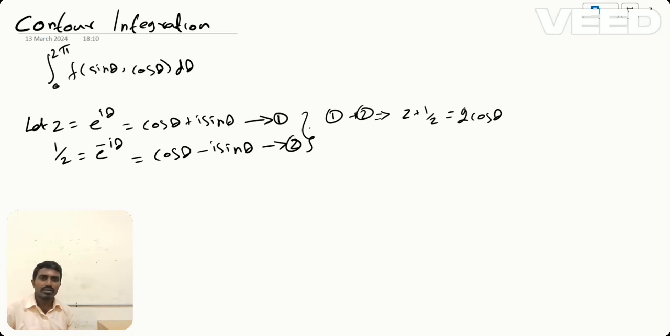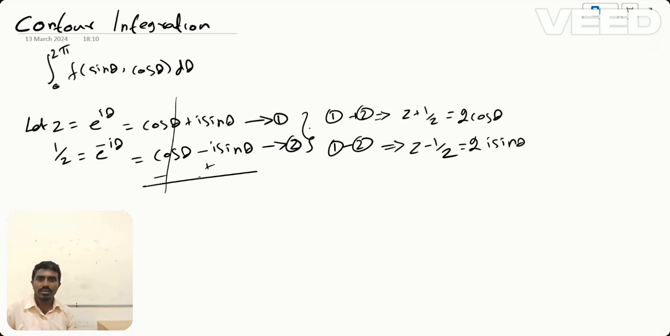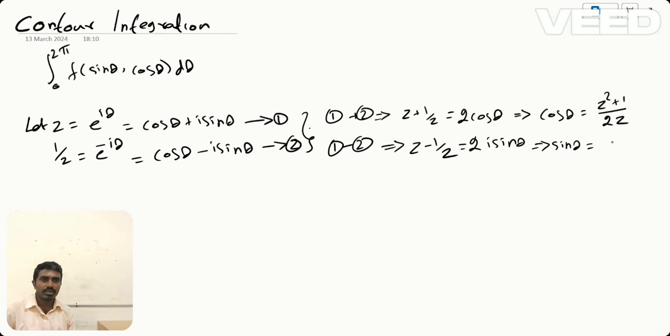Similarly, find 1 minus 2. So that is z minus 1 by z. Now if you subtract, these two will get cancelled, then you get 2i sin theta. Further, from this equation you get cos theta equal to z square plus 1 by 2z. Similarly, here sin theta equal to z square minus 1 by 2iz.